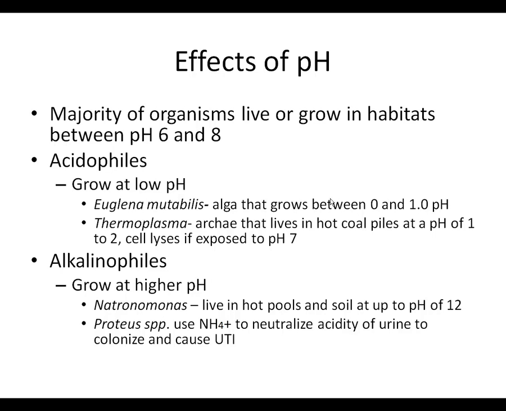The Proteus species, this is going to use something called ammonium, which is basically the ammonia ion, to neutralize the acidity of urine. And when it neutralizes that acidity of urine, it can then colonize the urogenital tract and cause UTI. So this is a huge pathogen that can cause significant urinary tract infections, as well as some urogenital infections of some of the upper parts of the urogenital tract.